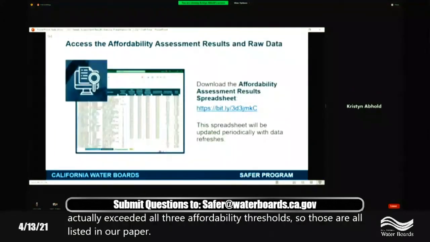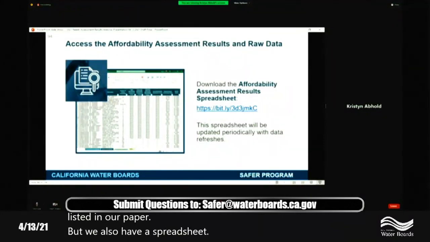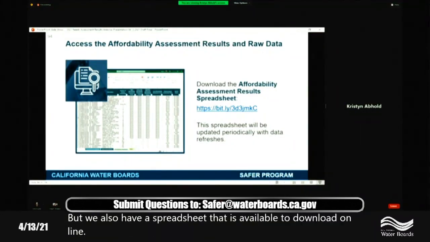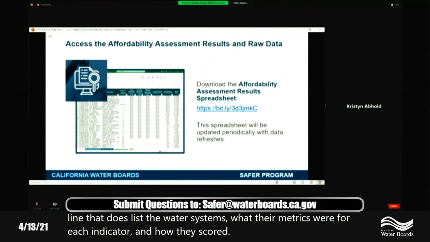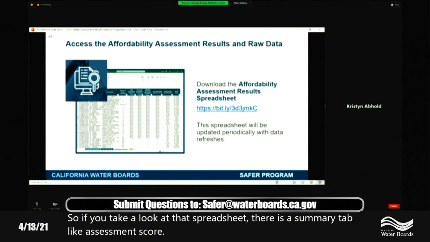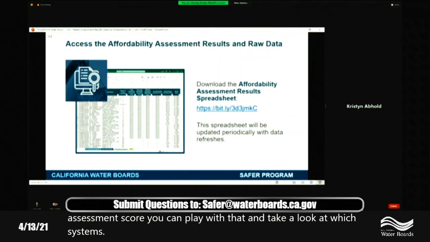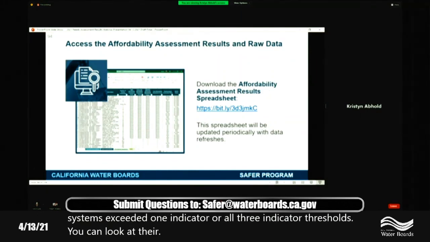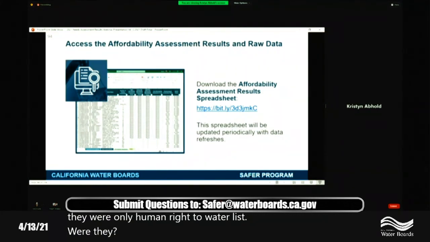But we also have a spreadsheet that is available to download online that does list the water systems, what their metrics were for each indicator, and how they scored. So if you take a look at that spreadsheet, there is a summary tab, the assessment score. You can play with that and take a look at which systems exceeded 1 indicator or all 3 indicator thresholds. You can look at their DAC status, SDAC status, and whether or not they were on the human right to water list or the at-risk list.